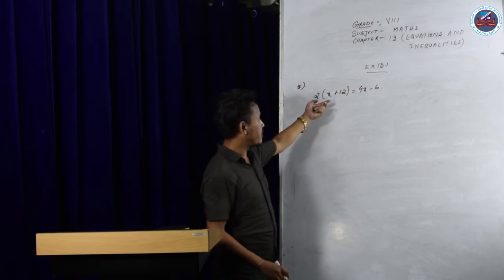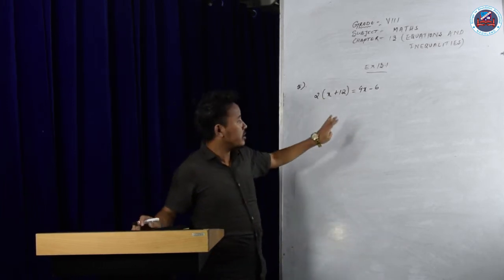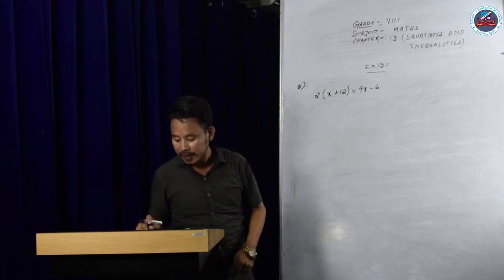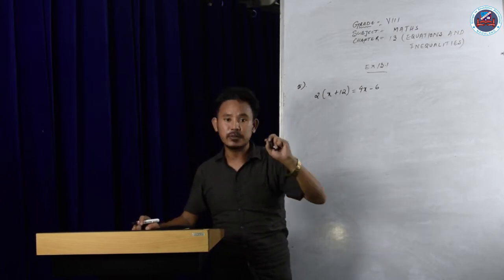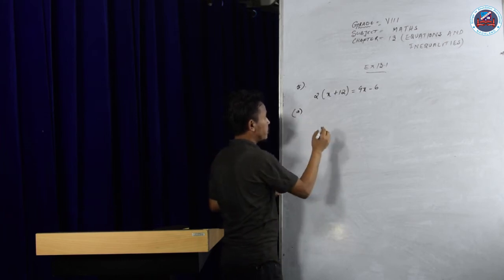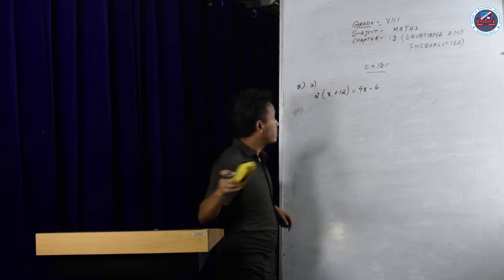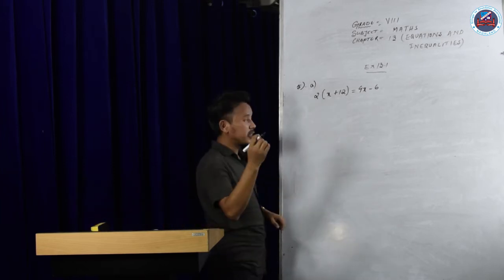So as you can see, I've written up the questions here on the whiteboard. Here is an equation: 2 bracket x plus 12 equals 4x minus 6. We are asked first, A, solve the equation by first multiplying out the brackets. So let's first do A. It says solve the equation by first multiplying out the brackets.